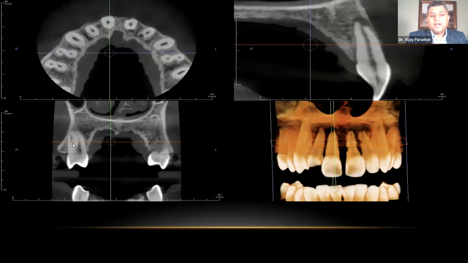The coronal view is a great view when you are trying to look for symmetry, when you are trying to compare the right side to the left side, trying to figure out if there are any changes in the anatomy, any pathology. Here on the coronal view, you can compare right to left.